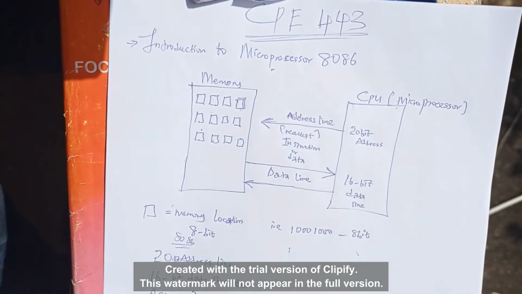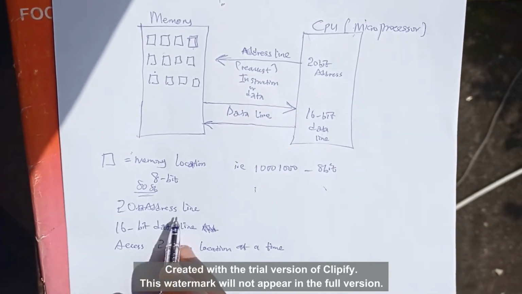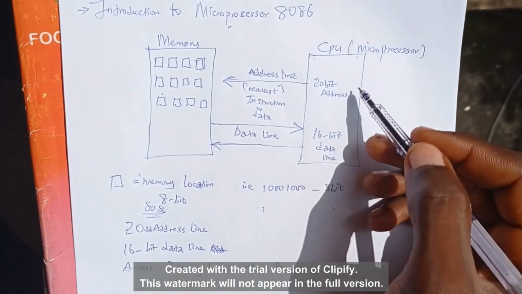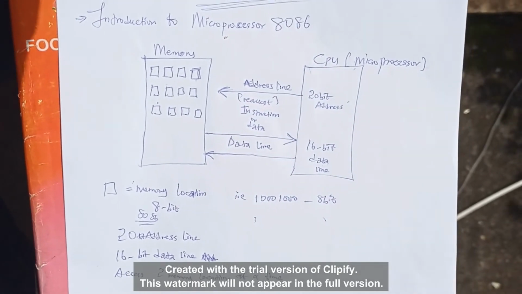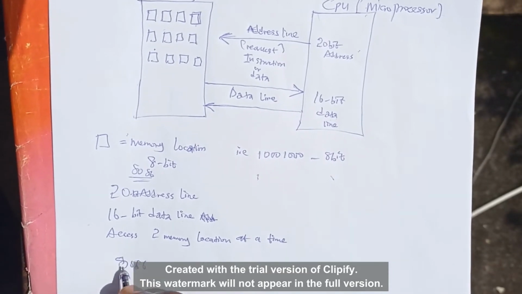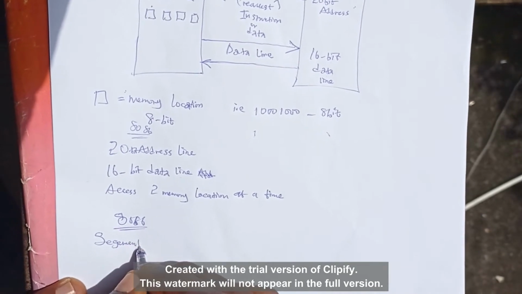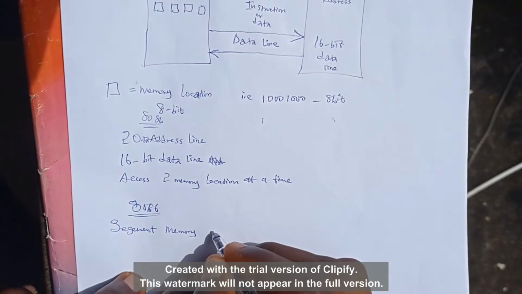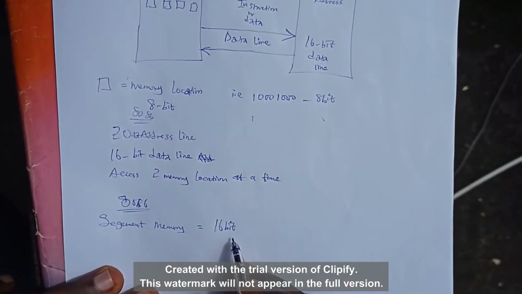I wanted to talk about the importance of the 8086. I've just mentioned it. It has a 20-bit address line, it has a 16-bit data line, which is used to communicate. And also in the 8086, there is the segment address, which we are going to talk about now, don't worry. The segment memory of the 8086 is actually 16 bits. The segment memories are 16 bits.